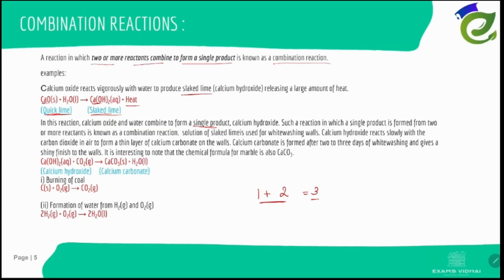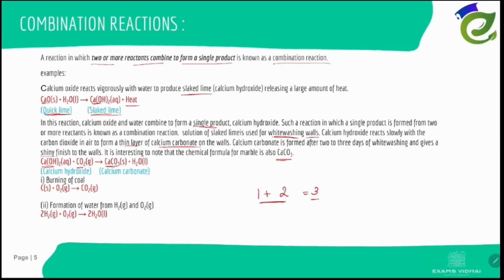Solution of slake lime is used for whitewashing walls. What is slake lime? That is calcium hydroxide. Calcium hydroxide reacts slowly with carbon dioxide in air to form a thin layer of calcium carbonate. This is that reaction. Calcium hydroxide reacts with carbon dioxide to form calcium carbonate. Calcium carbonate is formed after 2 to 3 days of whitewashing and gives it a shiny finish. It is interesting to note that the formula of marble is calcium carbonate.